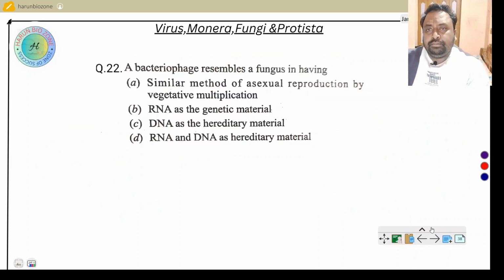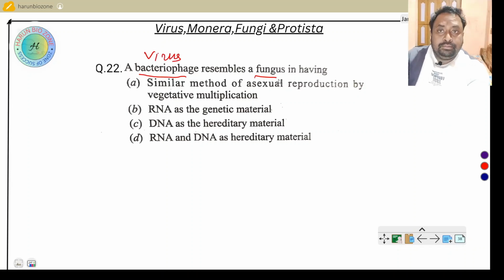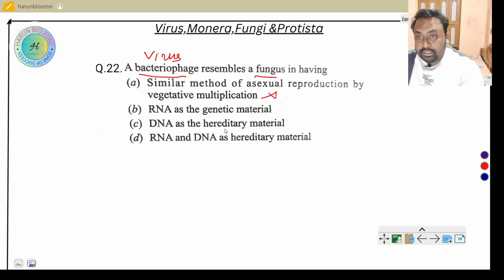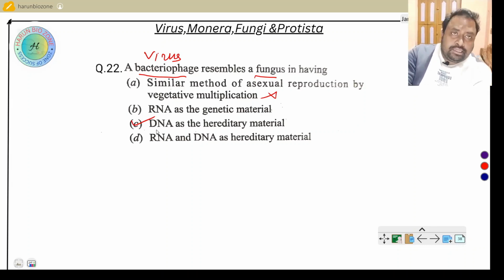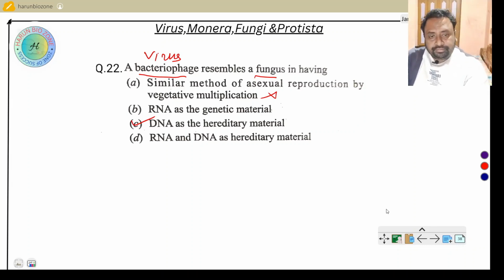A bacteriophage resembles a fungus in having... Virus resembles fungus? Similar method of asexual reproduction? Now false. RNA as the genetic material, DNA as the hereditary material, RNA and DNA as the hereditary material. Here DNA is the hereditary material, because in case of fungus, RNA is not the hereditary material. Okay.